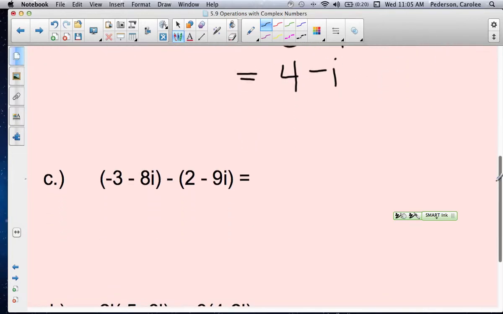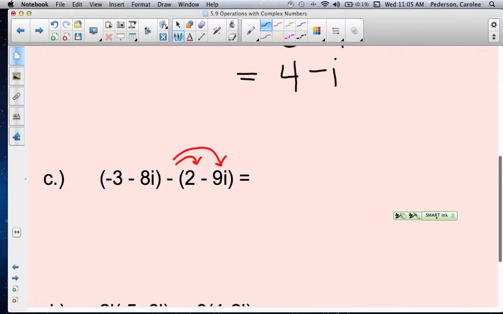Now let's go down to question C. Question C, I would recommend that you write down. Students make mistakes on these, and here's where they make the mistake. I have two complex numbers and I'm subtracting them. And students forget that when you subtract a complex number, you have to distribute that negative through.